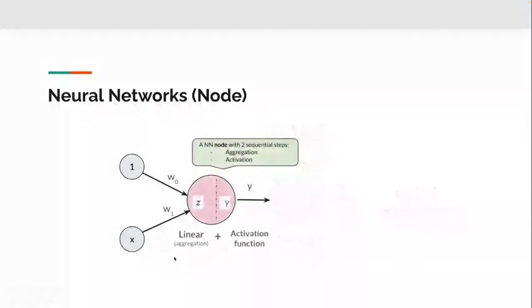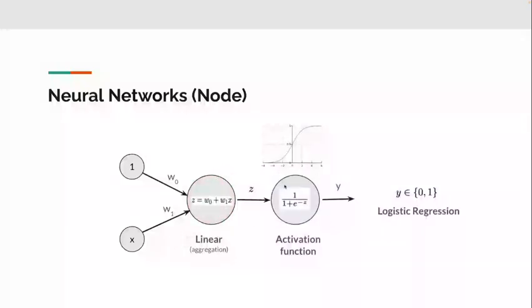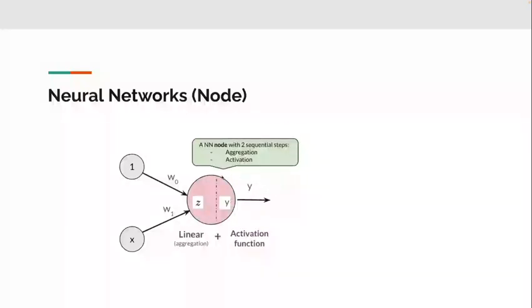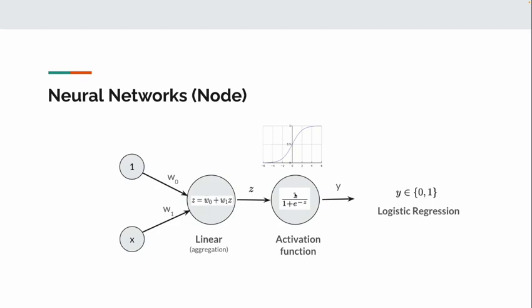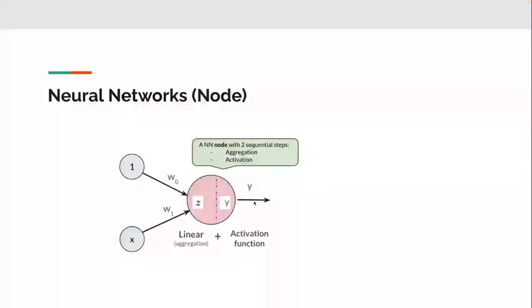In neural network terminology, we call these two steps together one construct, what we call a node. A neural network node performs a two-step process. The first one is aggregation, and the second one is what we call an activation operation, just like here. So this is aggregation, and the second step is an activation function. For logistic regression, we call this activation function a sigmoid function. But you need to remember each node follows two sequential steps: one is aggregation, and then the second is activation.